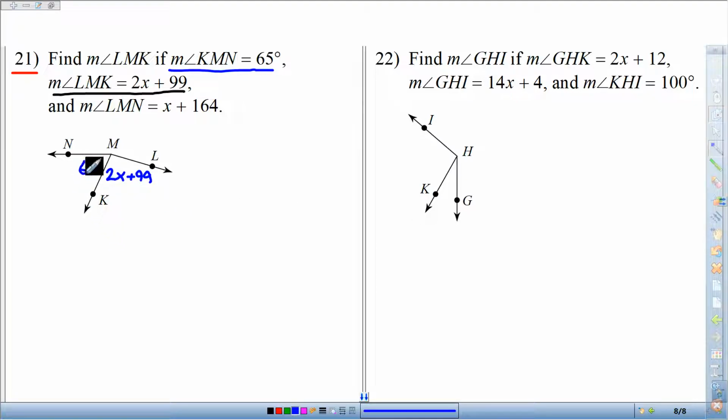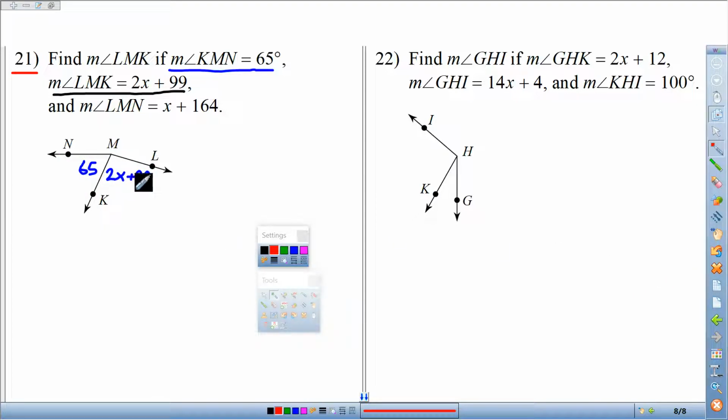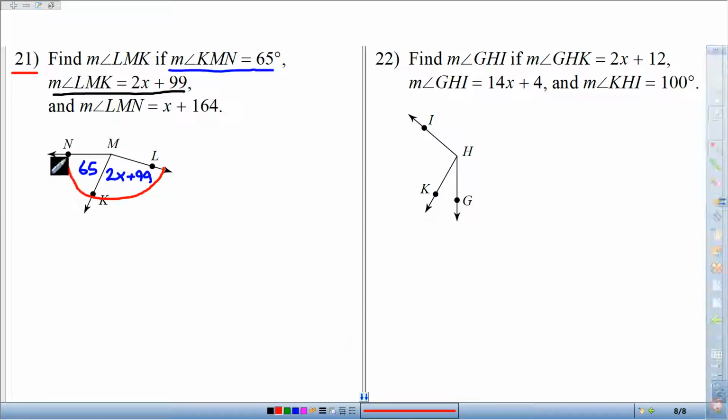Okay, by the way, I'm not putting the degree symbols when I plug these weirder values in. It doesn't really matter. And last thing, angle LMN is x plus 164. Take notice, LMN is this entire angle. So I'm going to show it just like that. I'm going to put an arc over the whole angle, and outside of it, I'm going to show this is x plus 164.